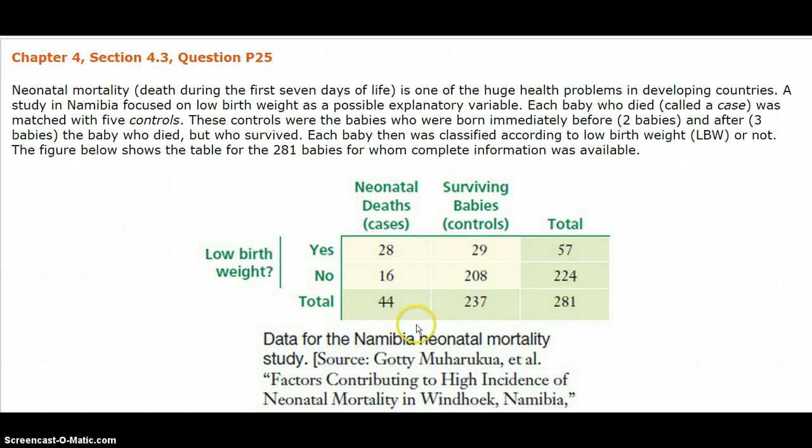So anyway, we have these 44, 237. These babies did not die. Of these babies that did not die but that were matched with a baby who died, 29 of them did have low birth weight but still survived. 208 did not.